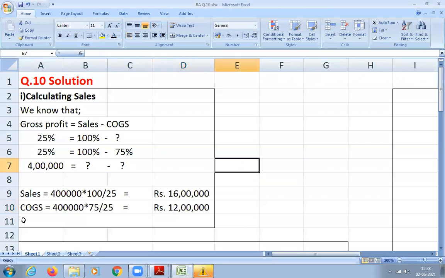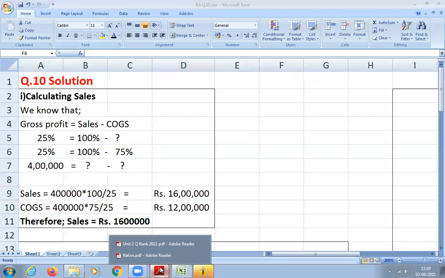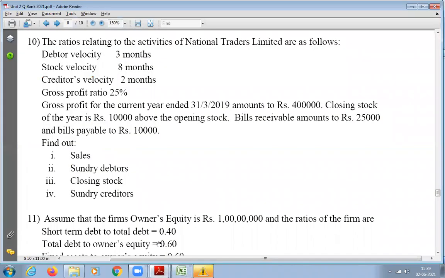Got it? So we got sales. Therefore sales is 16 lakhs. So the first answer we got. Do you understand? Any doubt? Anybody has any doubt, students? No? Shall we go forward? Yes, sir. Second, what you need to calculate?